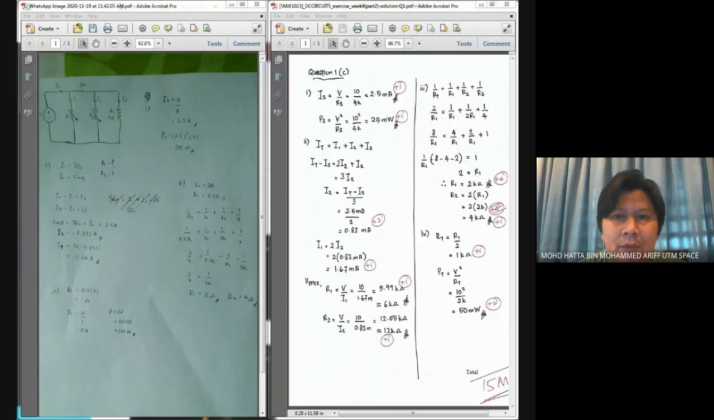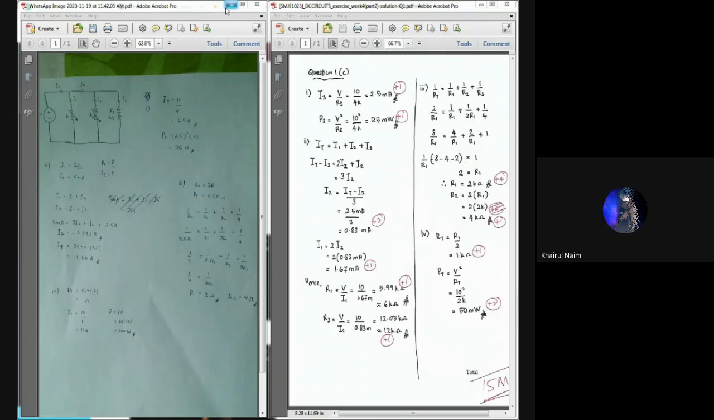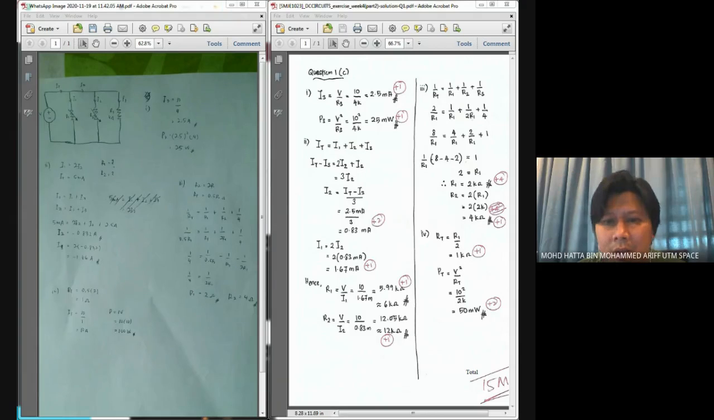Okay, is there any questions so far? I'm really apologize with my answer over here. This should be 100 milliwatt because the total resistance should be 1 kilo ohm over here. Is there any question from the floor? No. Nope. Okay. Okay. Yes.